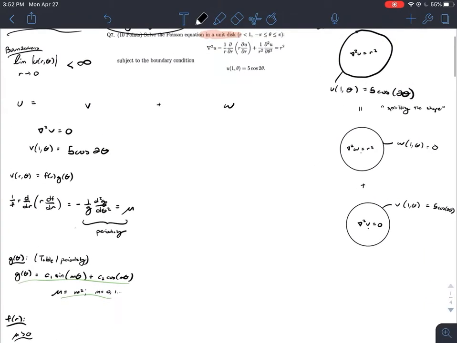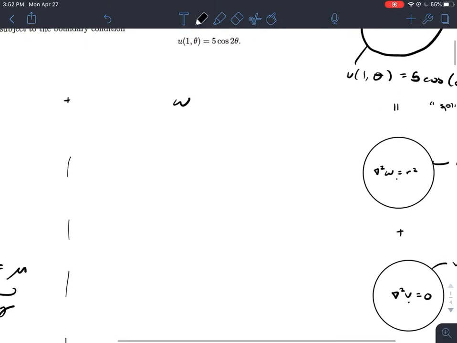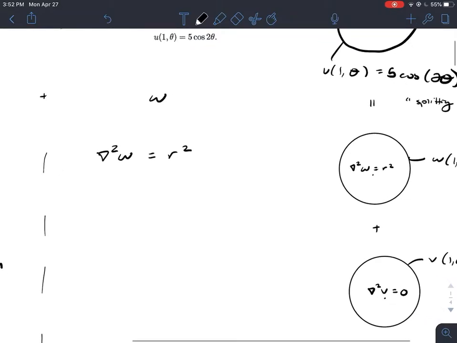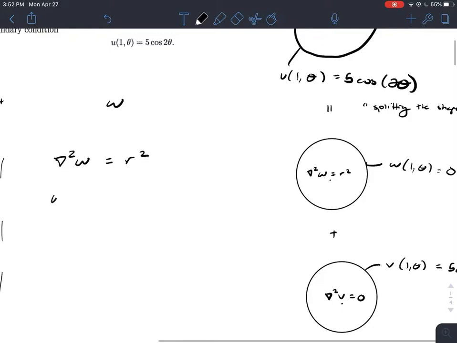So now we have to go back up and solve for w. So w seems a little bit nasty, but it's actually not that bad once you realize what it actually is. The convenient thing about w is that nabla squared w is equal to r squared, and the boundary condition is w on the outer side is equal to 0. So the nice thing about w is that it's actually a circularly symmetric problem.